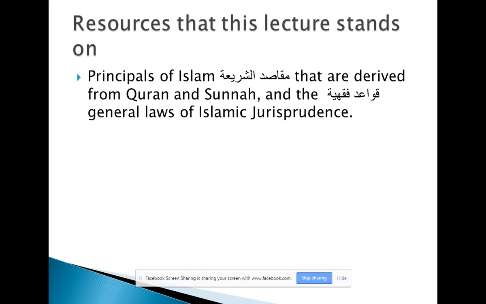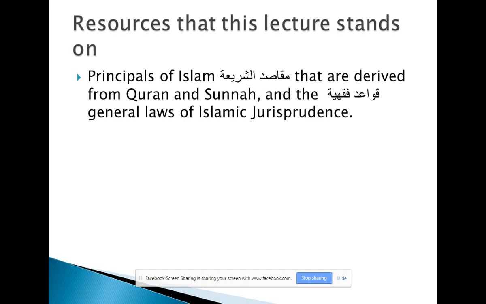Number one is Maqasid al-Sharia, the principles of Islam. What does that mean? We're going to talk about it in just a bit. Maqasid al-Sharia also are derived from the Quran and Sunnah. They're not just laid out like that. The other part is the general universal laws in fiqh, the qawa'id, which we're also going to talk about.